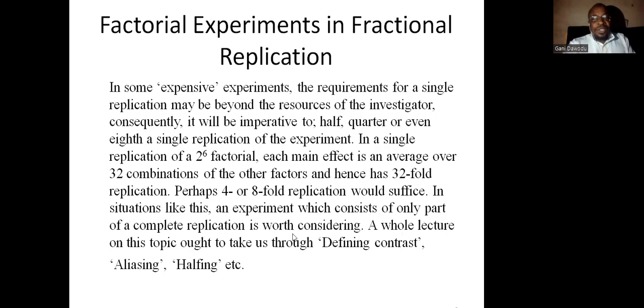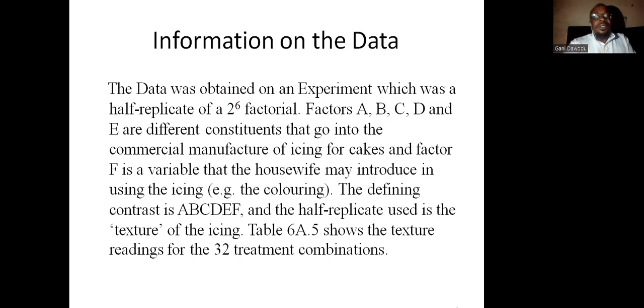Now, a whole lecture on the topic ought to take us through defining contrast. I mentioned it briefly in the immediate past video, that is, aliasing, halving, etc. Well, with respect to the data obtained on an experiment which was a half replicate of a 2 to the power 6 factorial. The factors are A, B, C, D, and E.